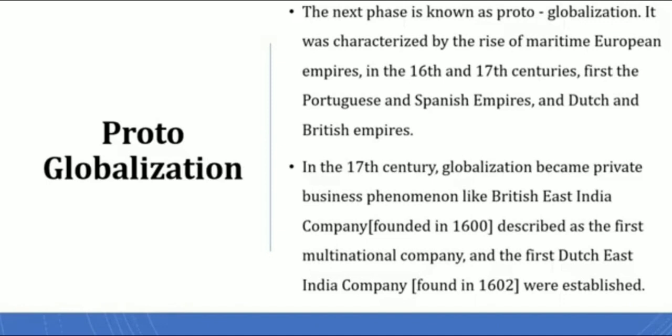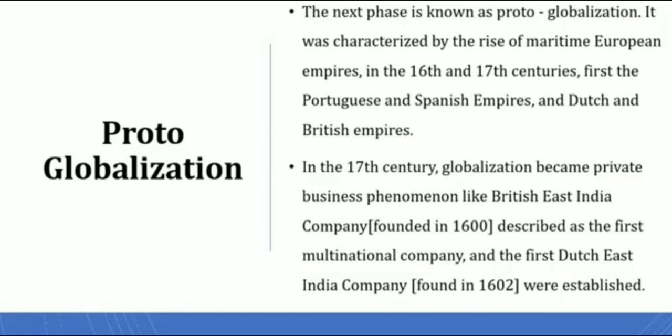proto-globalization. What do you understand about this proto? The next phase, the second stage, is proto-globalization. So next to archaic globalization, it is the second stage, that is proto-globalization. Okay. So it happened during the 16th and 17th century. When did it happen? In the 16th and 17th century. In the 16th century, the Portuguese and Spanish empires had this globalization, and in the 17th century, the Dutch and the British empires had this globalization. Are you clear?